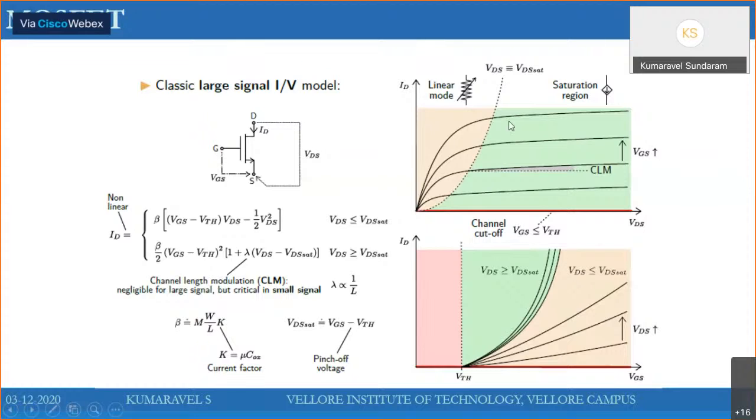If you see the IV characteristic, this parabola or dotted line splits the region of operation into linear and saturation mode. In saturation mode, the drain current is almost constant. It can act as a current source in saturation region, whereas in linear region, it can act as a resistance.